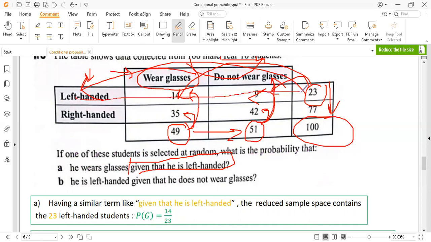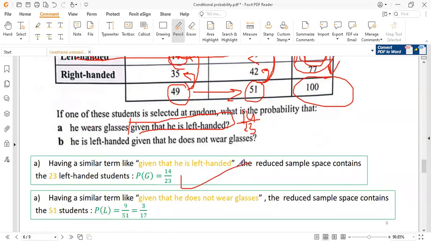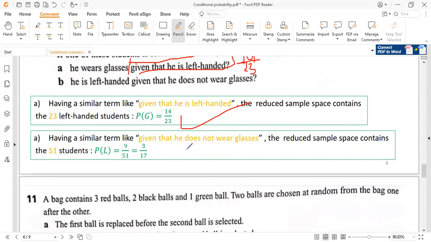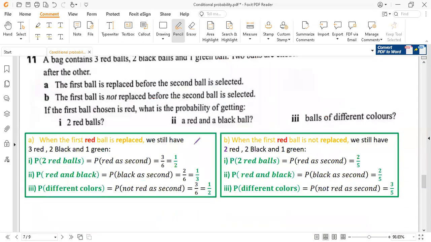Normally, the total of left-handed students is 23. So the new reduced sample space contains 23 students. From the 23, we are interested in the students wearing glasses. Among them, we have 14 wearing glasses, so 14 over 23. It is easy to know and to catch.